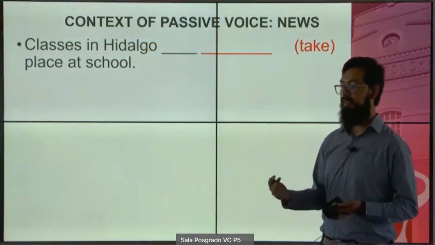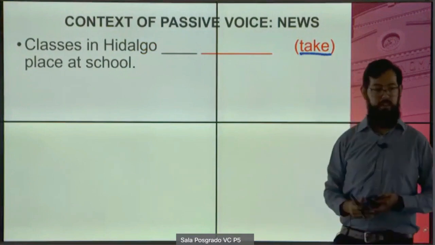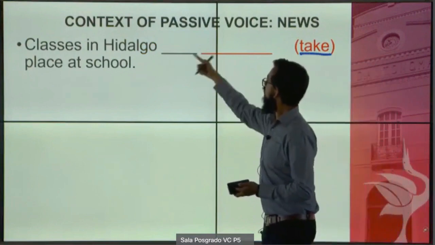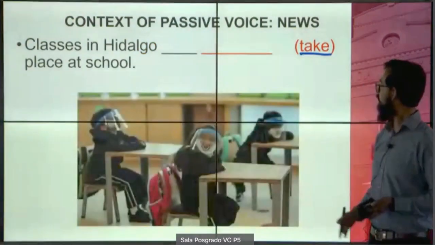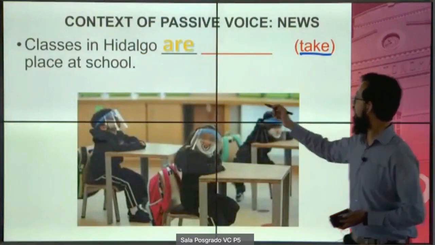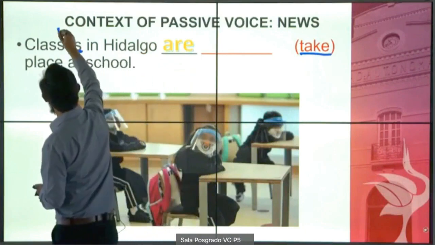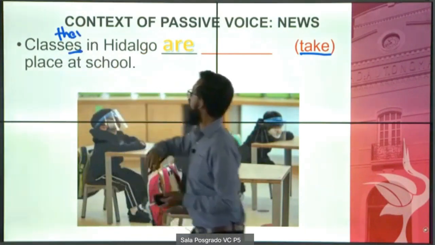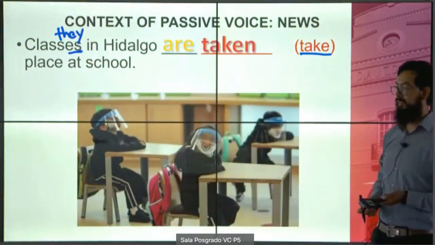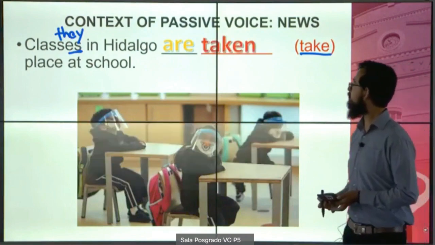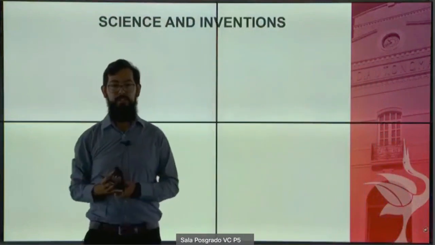Okay? Next. For example, here, try to complete the sentence. Classes in Hidalgo take place at schools. This is the verb. Okay? So we have two lines. Remember the rule? Okay? Here, this is plural because we have classes, not singular. This is they. Sorry, here, they. They are, classes in Hidalgo are taken place at schools. Okay, good. So far so good. Let's continue.